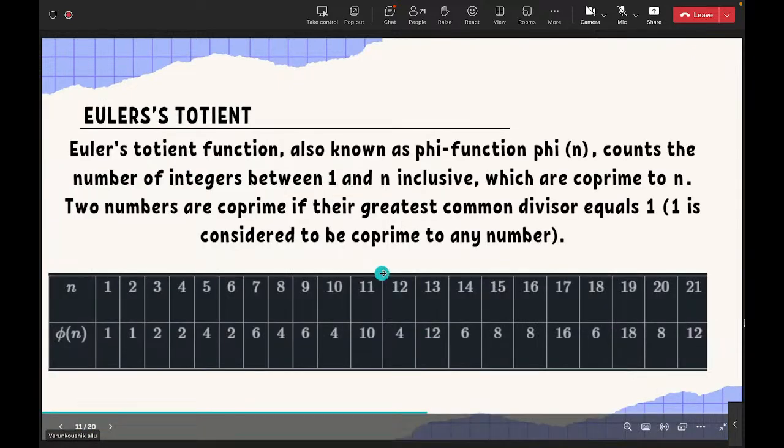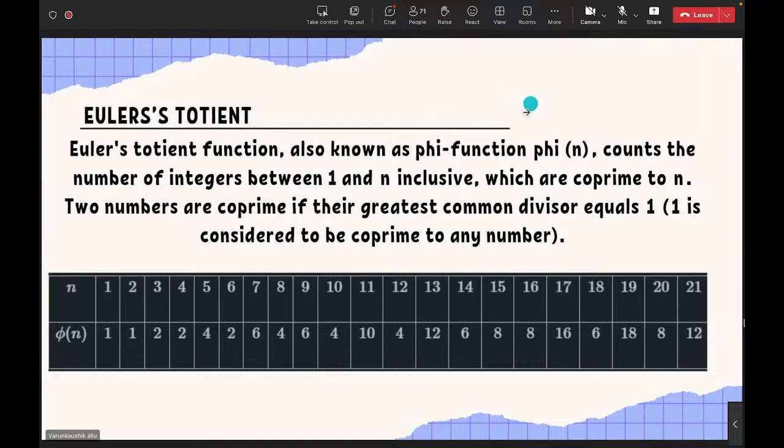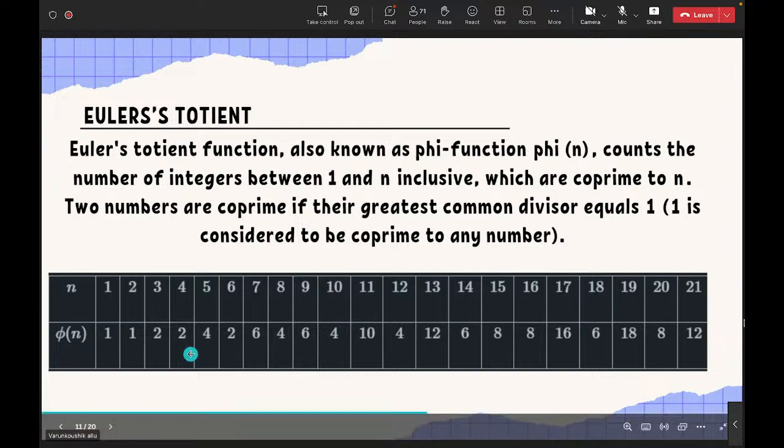Okay. Now we'll start with Euler's totient function, also known as the phi function or phi of n. We denote it as phi of n. It counts the number of integers between 1 and n inclusive. This is one of the most important functions in number theory, and some good questions will turn out to be from Euler's totient.